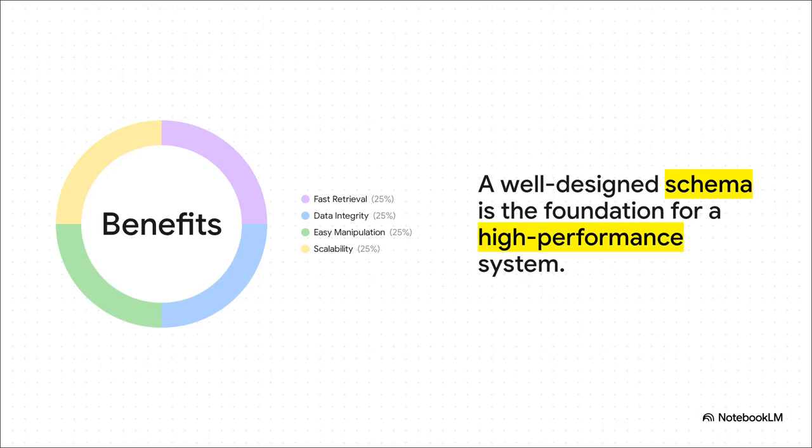It's what makes your searches lightning fast. It's what allows for easy updates. And maybe most importantly, it's what allows the system to scale up to handle millions of users. This careful design is the real secret behind the speed and reliability of every app you use.